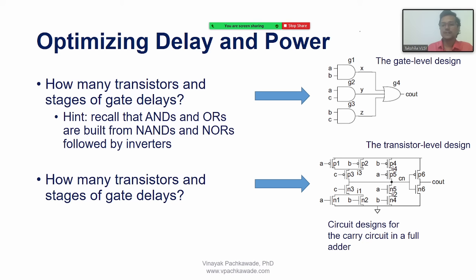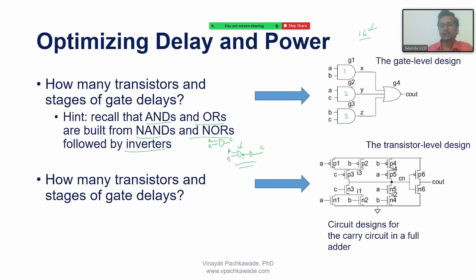So 16 transistors somebody said, right? How? I know that ANDs and ORs are built from NANDs and NORs followed by inverters. So if I want to implement a two input AND gate with A and B, I will go for a NAND followed by an inverter. This is the first AND gate, two input AND gate. This is gate 2. This is gate 3. So each implementation will take this form.